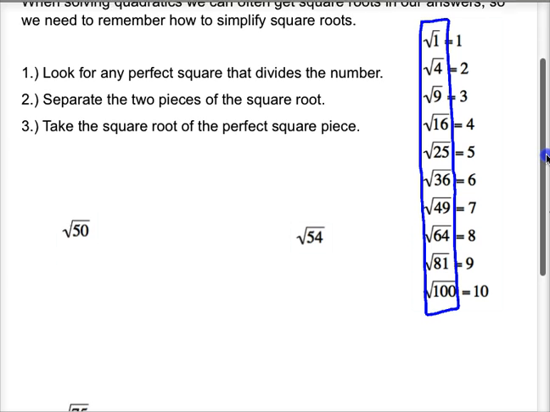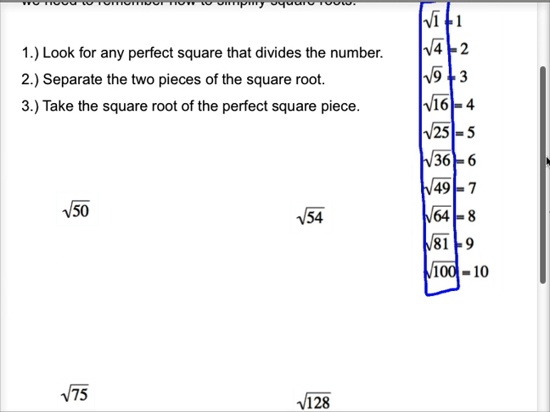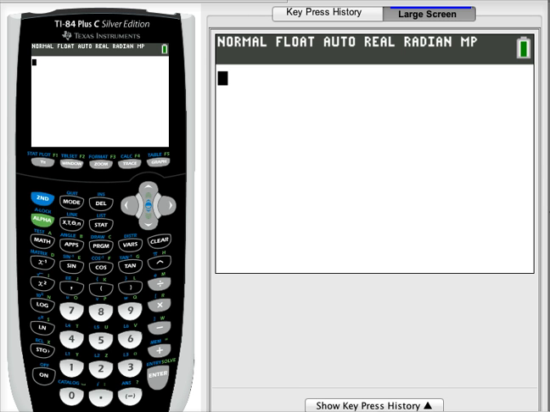Now, some of you, this will come pretty naturally. You'll easily pick up on what number can pull out. Others, it may not be so natural. So, I want to show you on your calculator, if you're struggling finding a perfect square, this is what you can do. So, go to the calculator. Now, our first example is the square root of 50, and we need to find a perfect square that divides out of 50. So, you can just start checking.